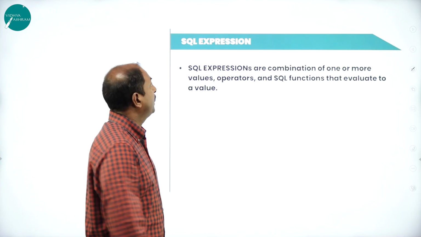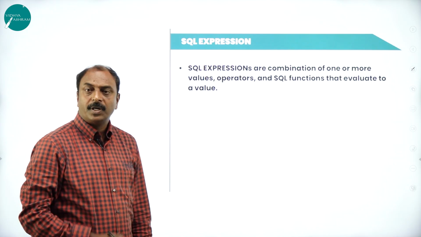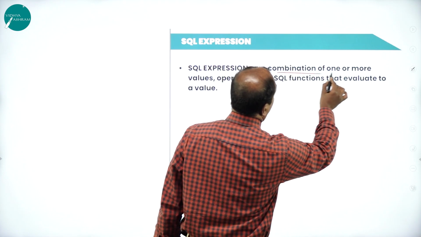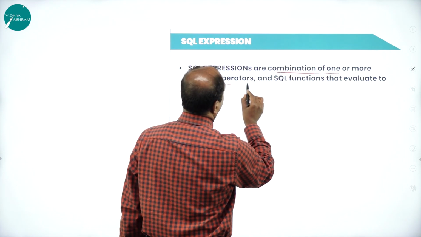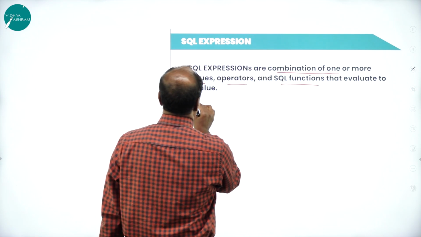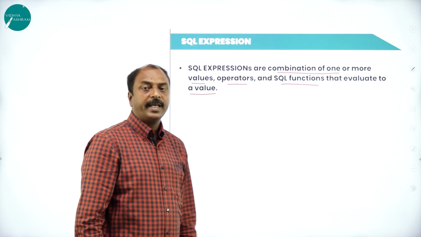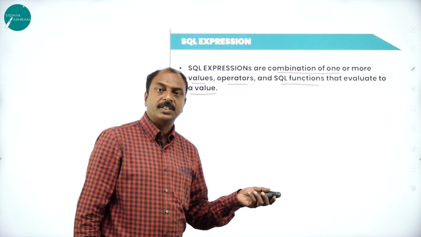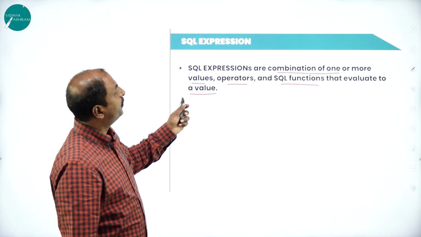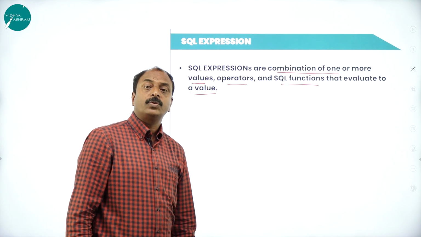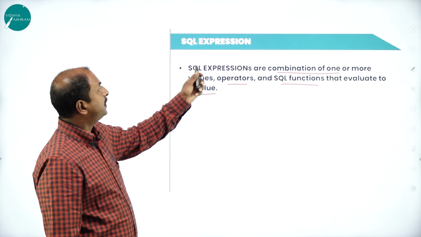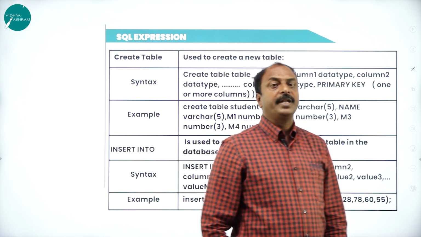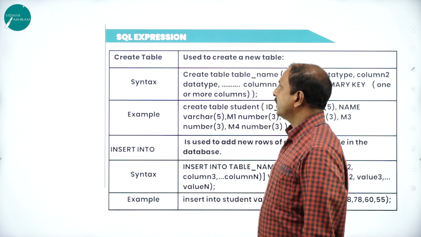The next concept is SQL expression. So what is an SQL expression? SQL expressions are a combination of one or more values, operators and functions to evaluate a value. Normally, what is an expression? An SQL expression is a combination of operators, functions and different types of values to evaluate a particular value. That is an SQL expression. Now let us see different expressions of SQL, one by one.